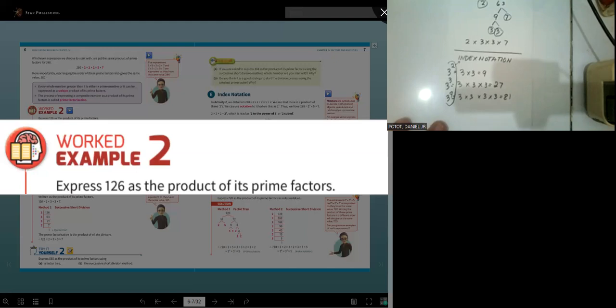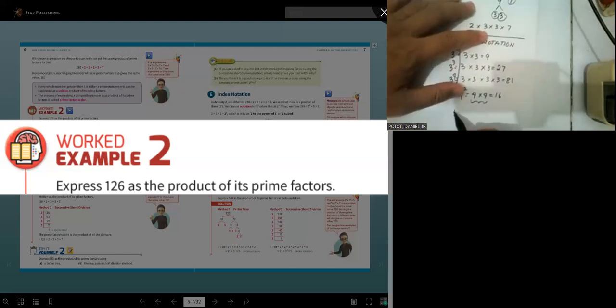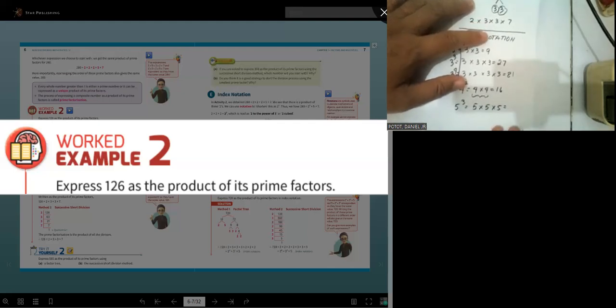Now, what do you mean by 4 squared? It means 4 times 4 equals 16. That is the meaning of that. Okay? What do you mean by 5 cubed? 5 cubed is 5 times 5 times 5, which is equal to 25 times 5, 125.